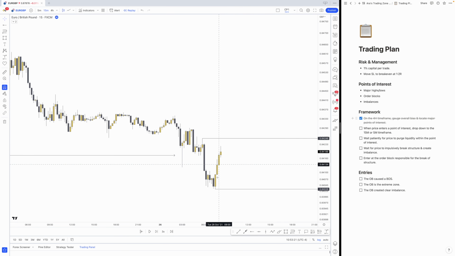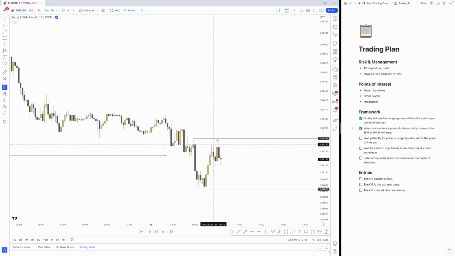If that were to happen, we do have imbalance here. We have an order block down here, so that looks good. But let's play price forward and see if we do experience a change of character to the upside. Before I get too ahead of myself, let me check this off the list because we've already completed step number 2. Now let's play price forward.